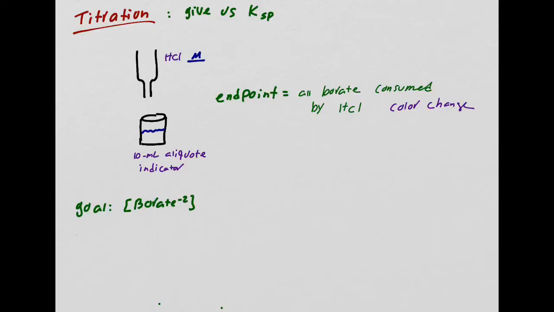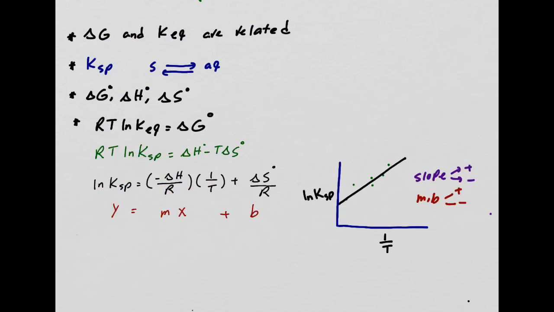Once you figure out the concentration of borate, what can you do after that? You can figure out the KSP. Now we're going to do this experiment at different temperatures. So we're going to be able to get the KSP at different temperatures. If I have KSP at different temperatures, I could plot ln of KSP over 1 over T.